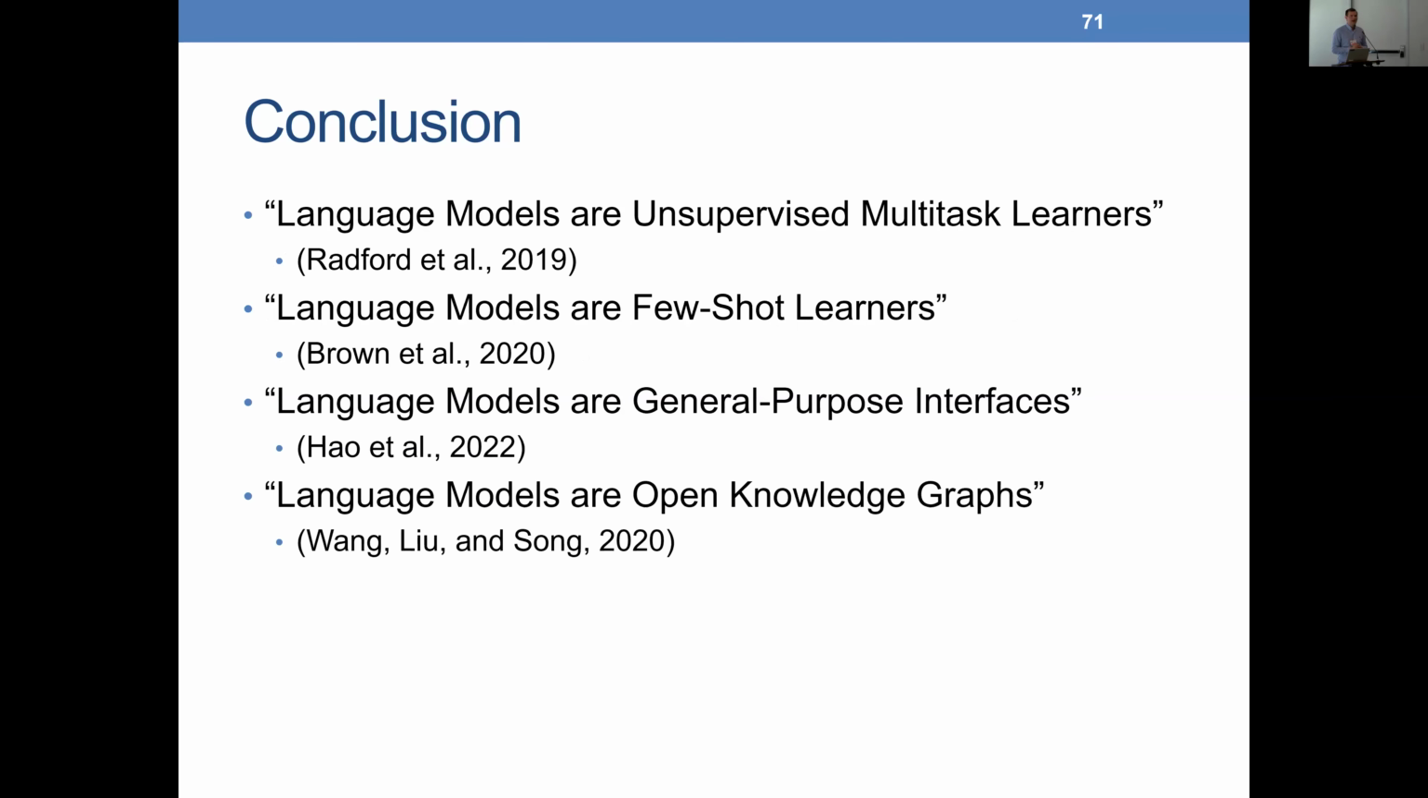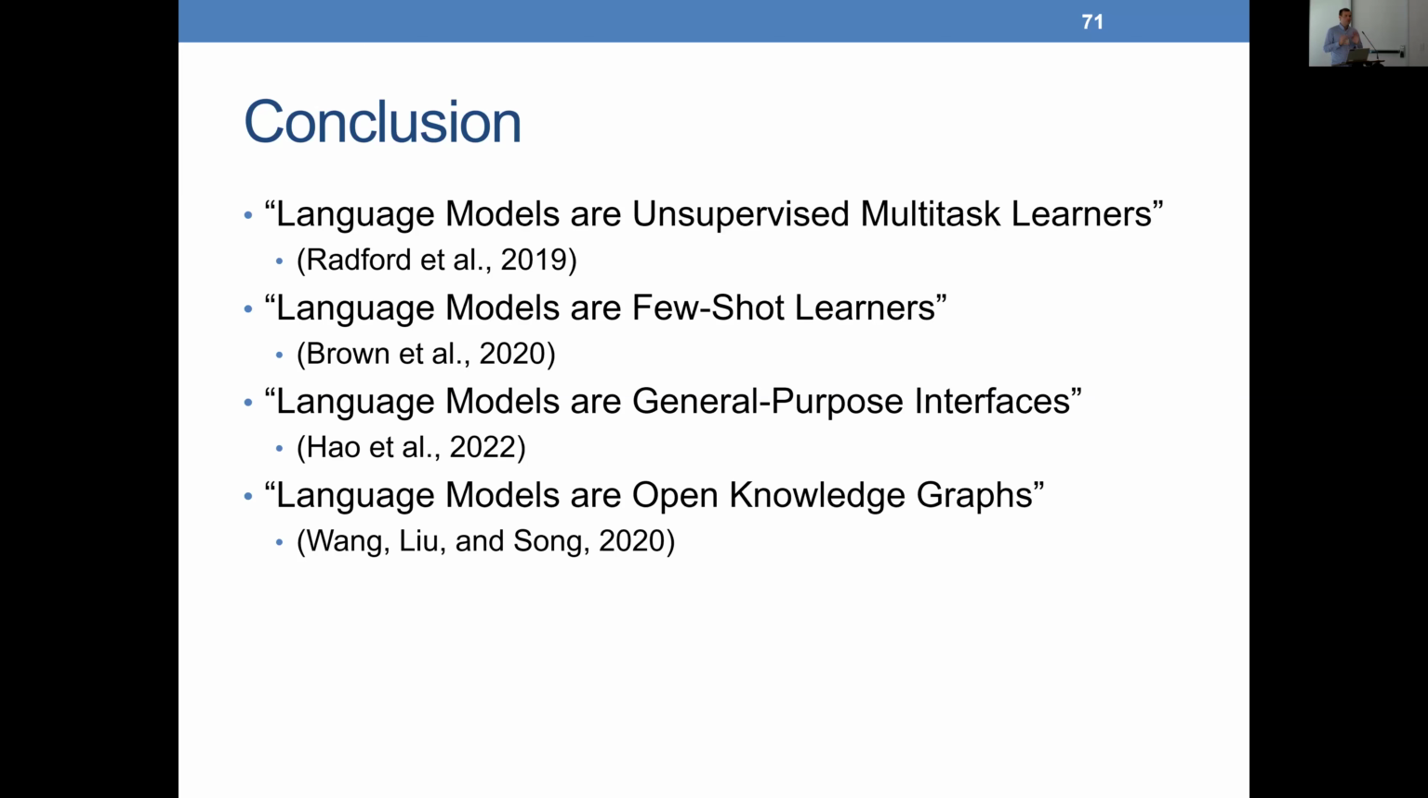So to wrap up, if you look at paper titles from the past few years in AI, you will find many statements about what language models are. Language models are unsupervised multitask learners. Language models are few-shot learners. Language models are general purpose interfaces. Language models are open knowledge graphs. All of these statements are fascinating, and we absolutely should be investigating these potential emergent properties.